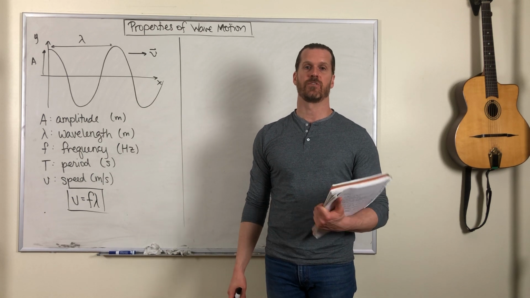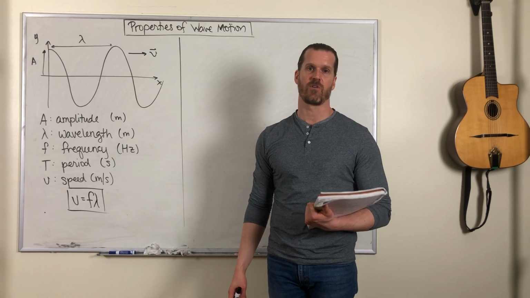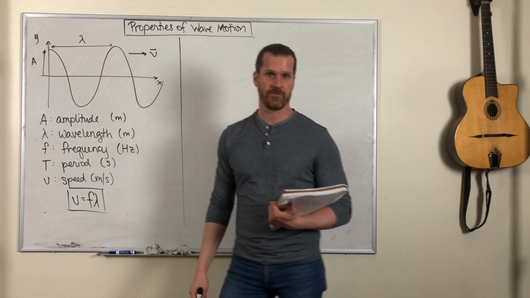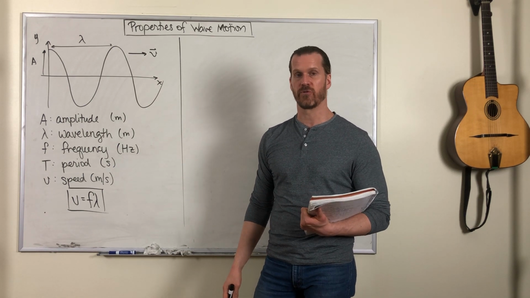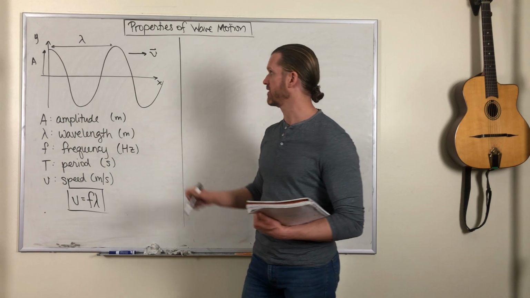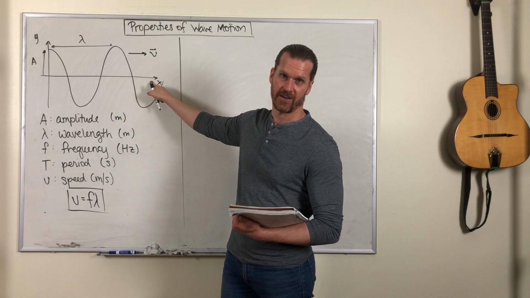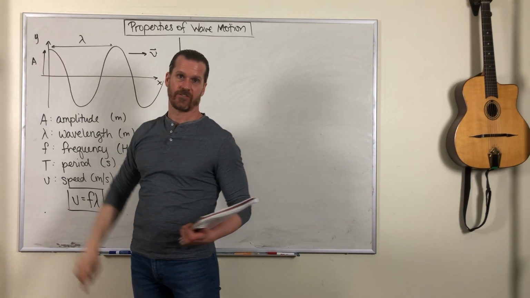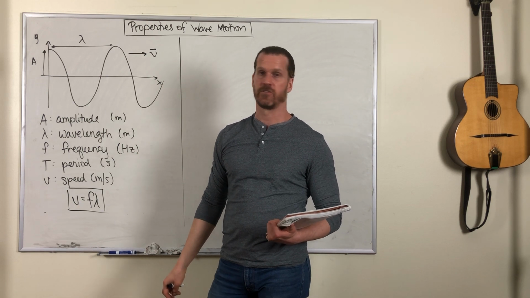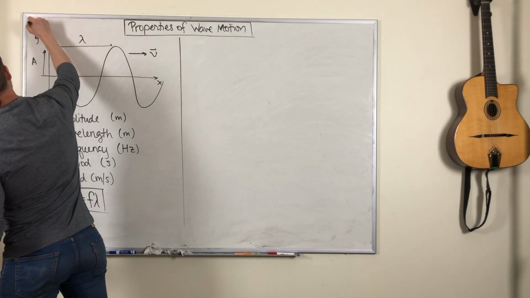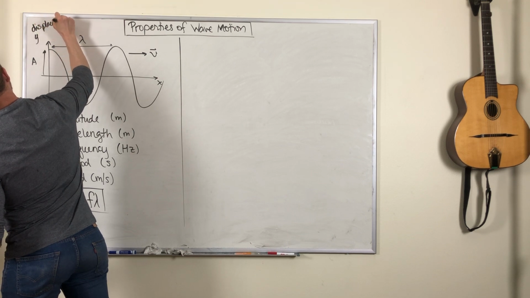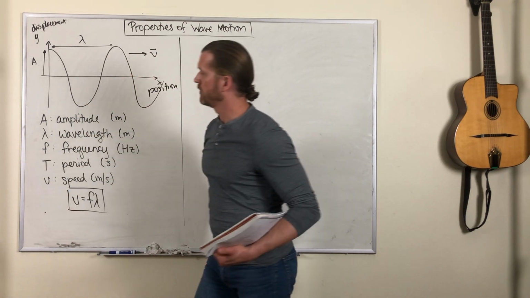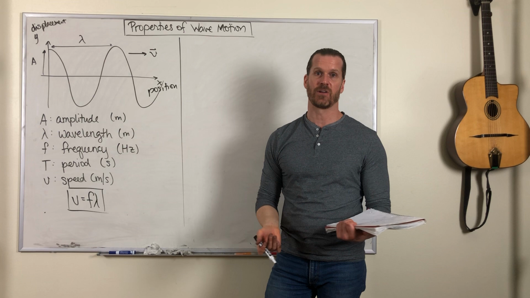All right, in this video, we'll learn some of the basic mathematical tools to describe wave motion. So let's take a look at this graph. This looks a lot like our simple harmonic motion graph, but notice that the axes are different here. Instead of time on the horizontal axis, we have position. And this vertical axis, y, represents displacement. So this graph is almost a picture of the wave itself.